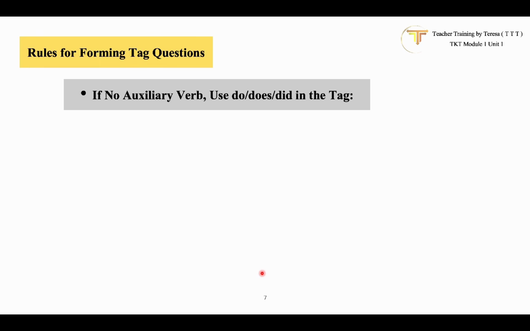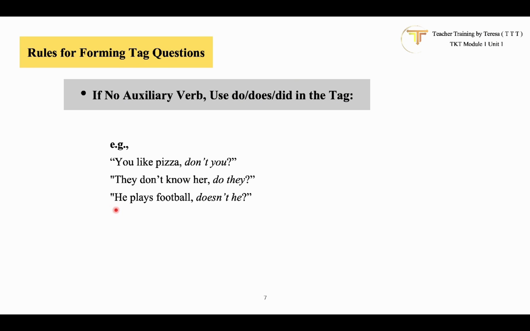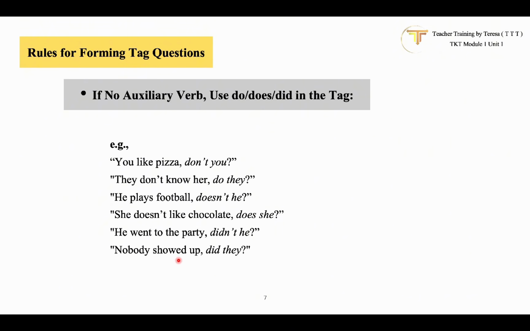If no auxiliary verb, use do, does, did in the tag. Examples. You like pizza, don't you? They don't know her, do they? He plays football, doesn't he? She doesn't like chocolate, does she? He went to the party, didn't he? Nobody showed up, did they?